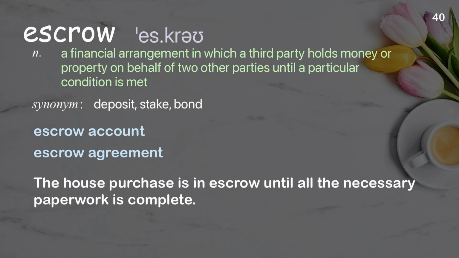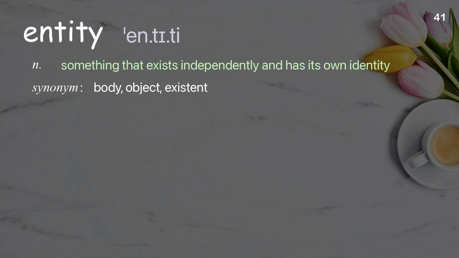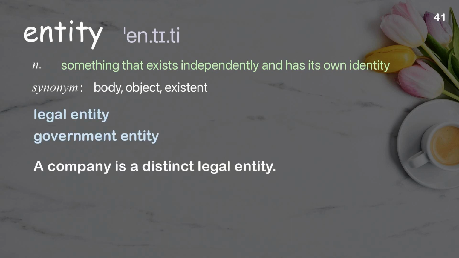Entity: Something that exists independently and has its own identity. Examples: Legal entity. Government entity. A company is a distinct legal entity.